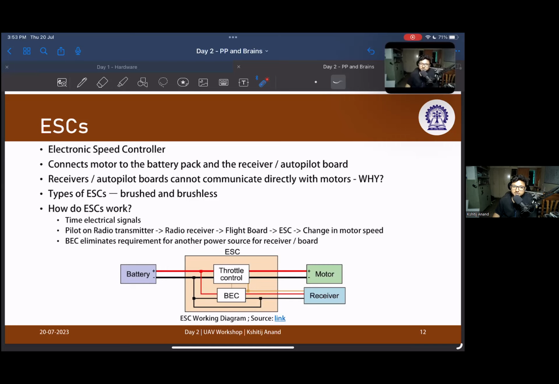There are two types of ESCs: one is for brushed and one is for brushless. For brushed motors, we do not generally use an ESC. For brushless motors, we use an ESC. So how do ESCs work? They basically transmit timed electrical signals to the motor.